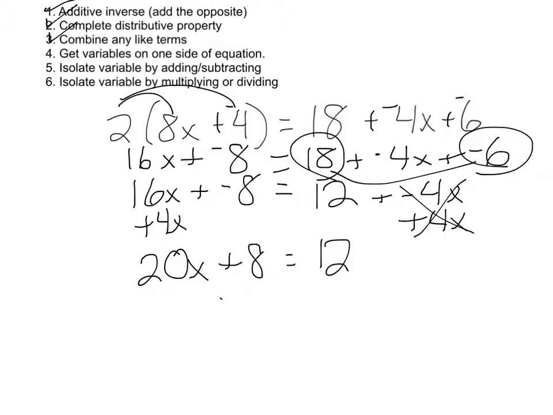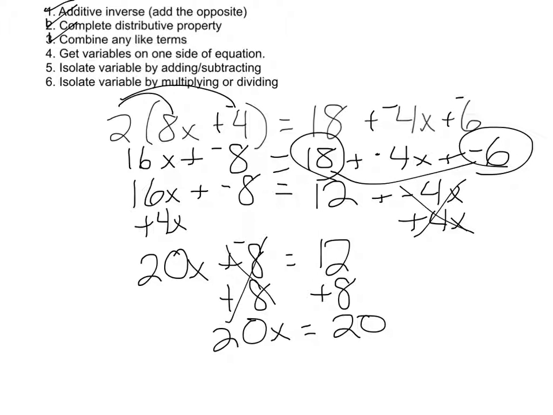Almost forgot that negative 8, and that makes a big difference. Make sure that you copy down everything exactly the way that you see it. So instead of subtracting, I'm going to add 8 to both sides to cancel that out. 20x equals 20.